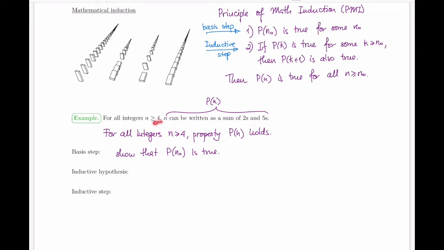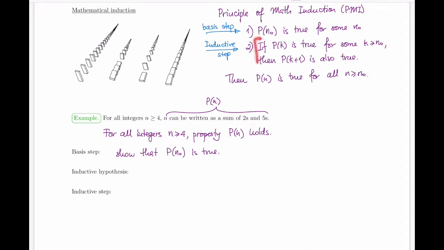So for example, in this case, we can test it out with 4. Is it true that 4 can be written down as a sum of 2s and 5s? Well, 4 is 2 plus 2, so it certainly can be written down as a sum of 2s. So for our basis case in this particular example here, n naught will be 4. I'm going to leave it in the general form, but keeping in mind that this will always be a particular number.